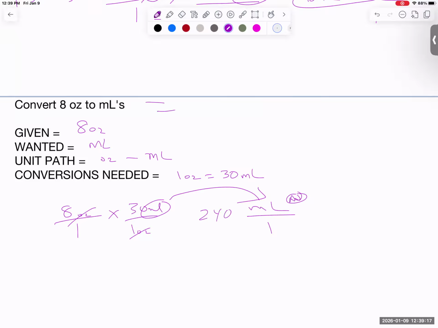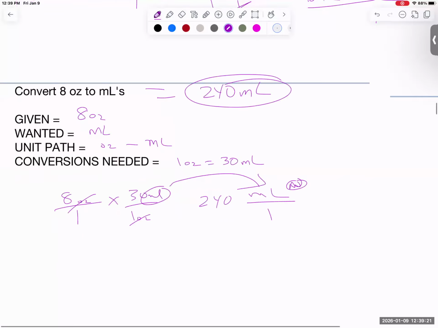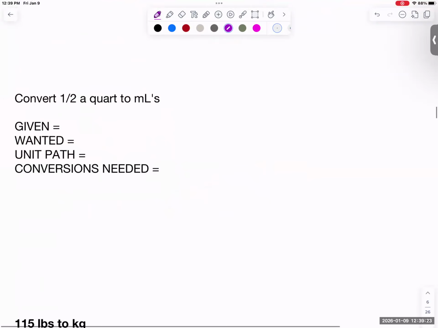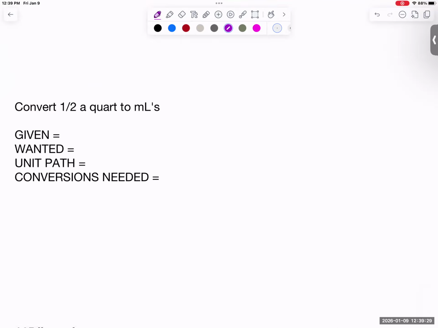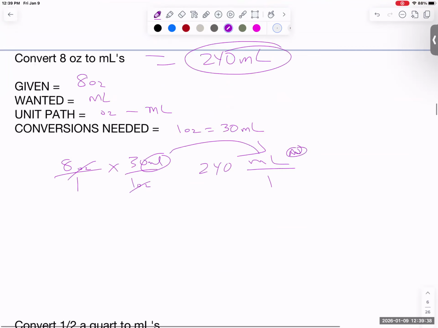So the answer to this one is 240 milliliters. Somebody had a question? Yes, please. So we have to put units in the final answer. Do we have to use units during every step of the way? Like, do we have to show the units we used every step of the way?